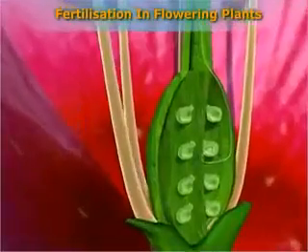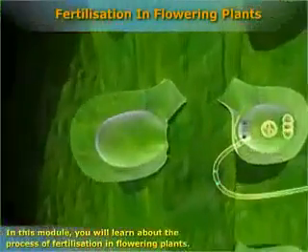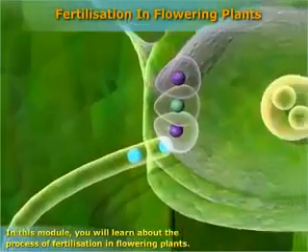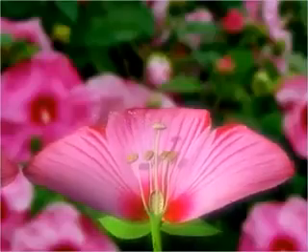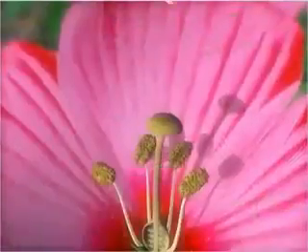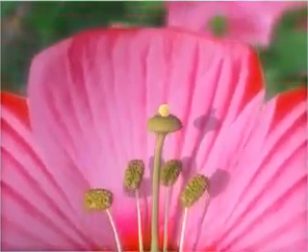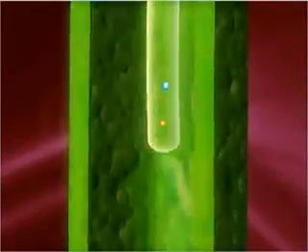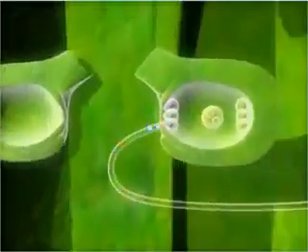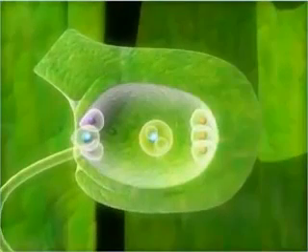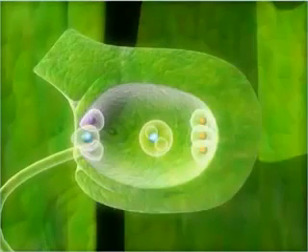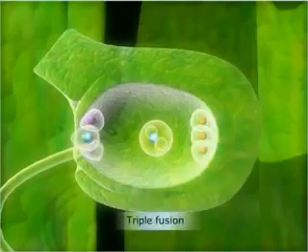Fertilization in flowering plants. In this module, you will learn about the process of fertilization in flowering plants. Fertilization in flowering plants is defined as the fusion of the male gamete carried by pollen with a female gamete present in the ovule to form a diploid zygote, which later develops into an embryo. It may be interesting to learn that fertilization in plants is known as double fertilization, as two fusions occur in the embryo sac instead of one. These fusions are called syngamy and triple fusion.